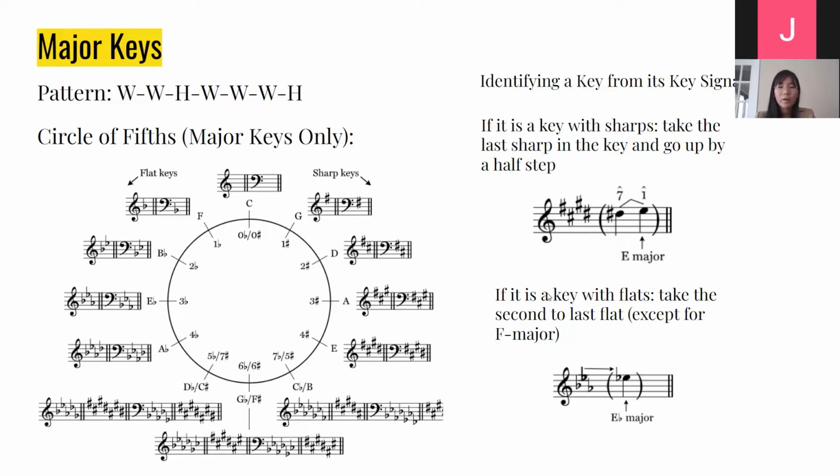And here, if you have flats, you take the second to last flat. So if you know the order is B, E, A, D, G, C, F, and here you have B, E, A. So the second to last flat would be E flat. So it would be E flat major. But an exception to that would be F major, which only has 1 flat, and that's B flat. And you can't really use it for that. So I guess you just remember it. And then also no sharps, no flats is C major.